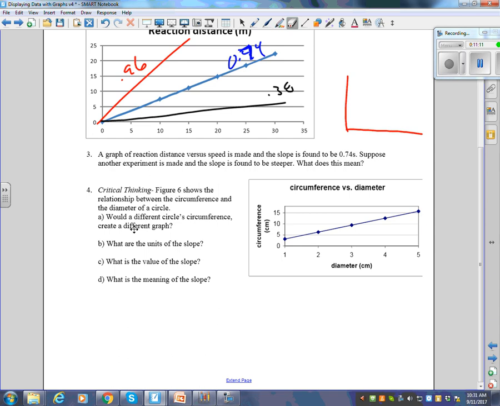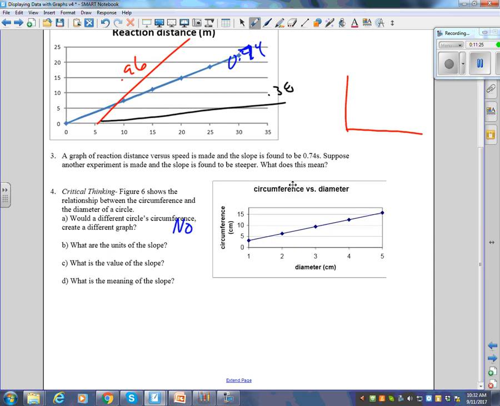Would a different circle circumference create a different graph? The answer is a resounding no way. In fact, if I gave you a circle with a diameter of 6, can I squeeze it in here? Where would it be? It'd be right along that graph, right there. You could predict that, could you not?